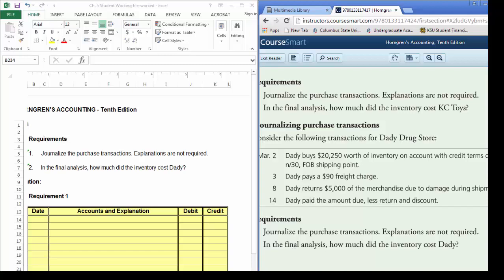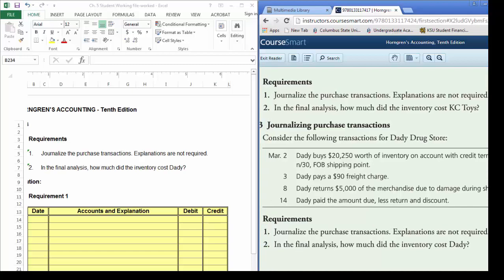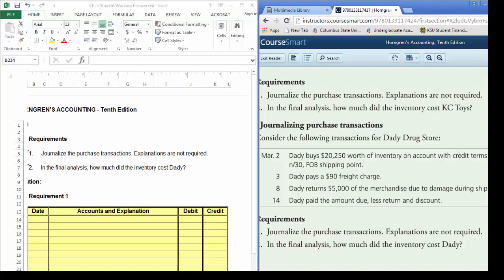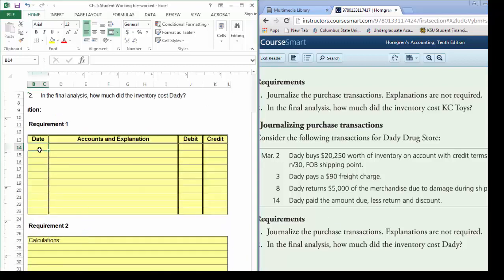So exercise 3, we've got this information for Daddy Drugstore, and we're going to journalize the purchase transactions for them as well. Okay, so first one is March 2nd. So March 2nd, Daddy buys $20,250 worth of inventory on account with credit terms 3/15, n/30, FOB shipping point.